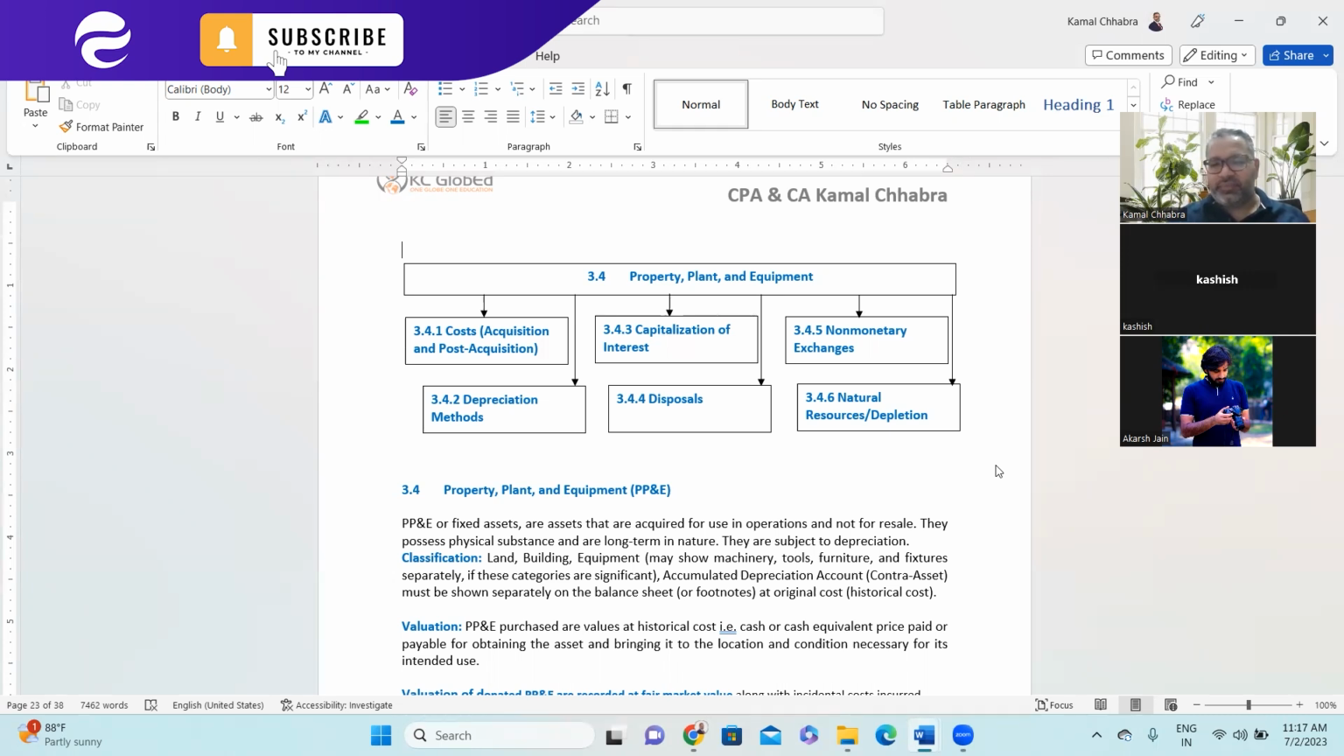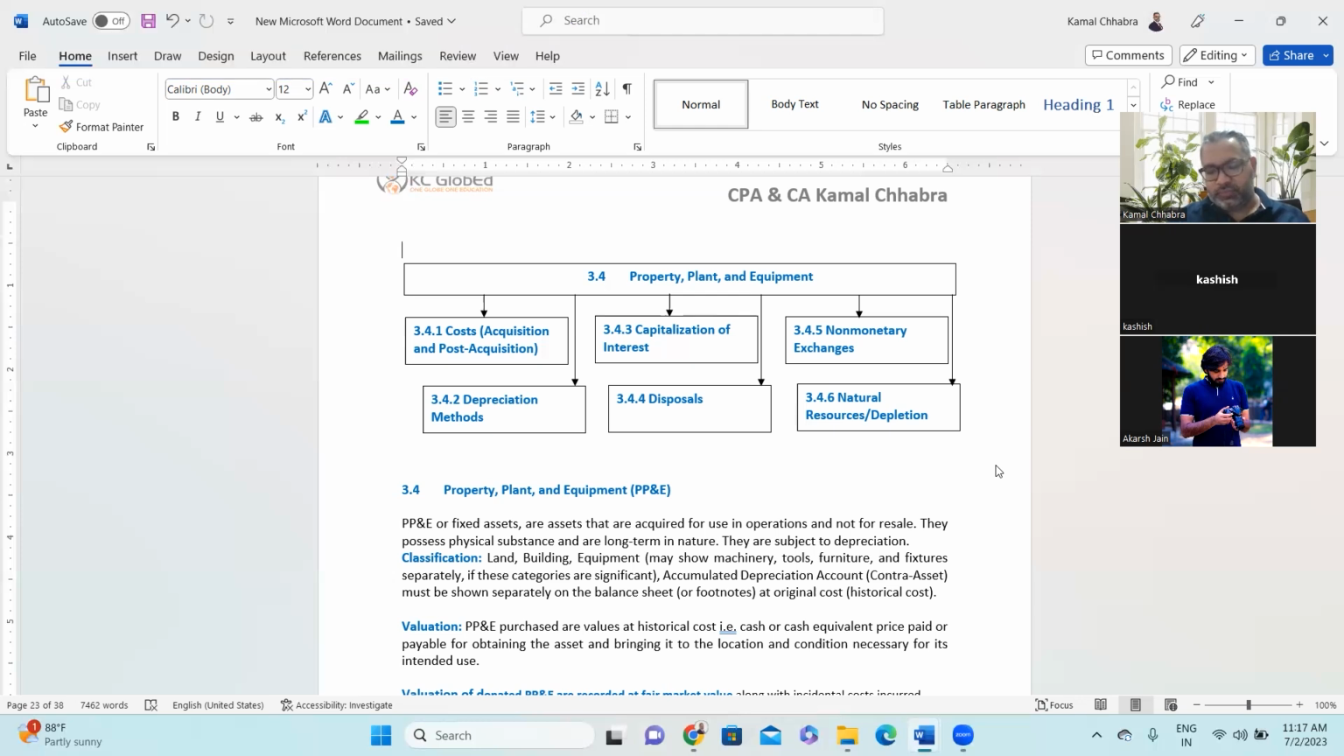But WDV or SLM is used most in all cases. Straight line method is also there. SLM is the same straight line method. Yeah, so there are a couple.